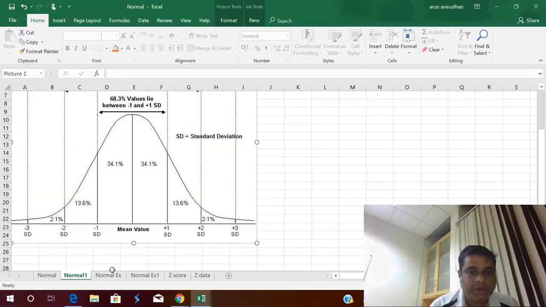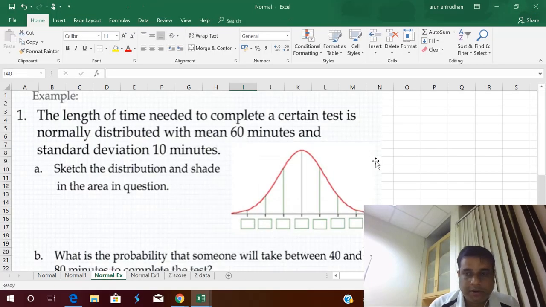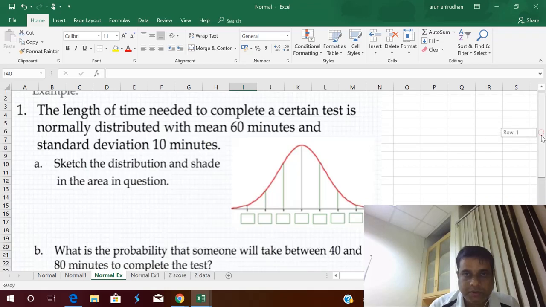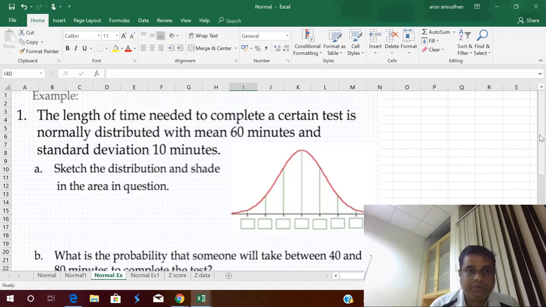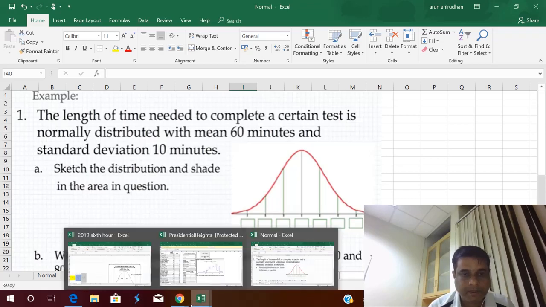Now I will ask you to do one small exercise. So what will be the value? We will fill that value we did in the class, and I will show you.